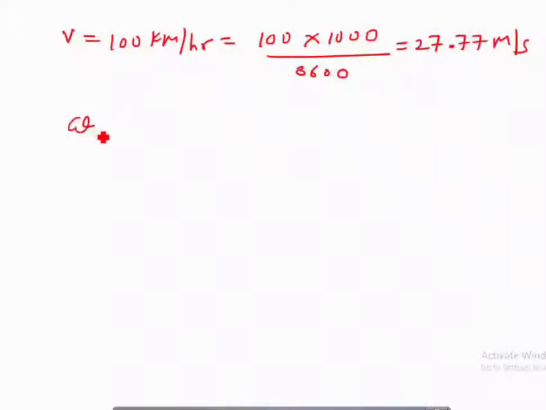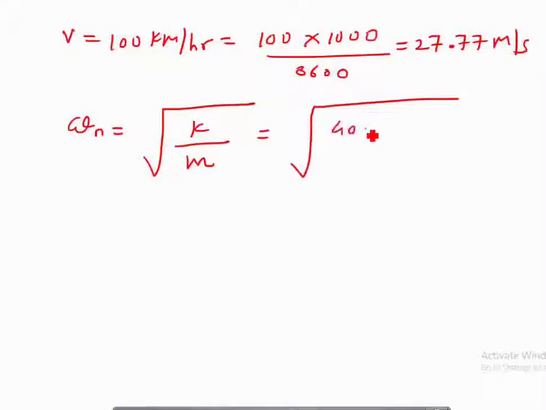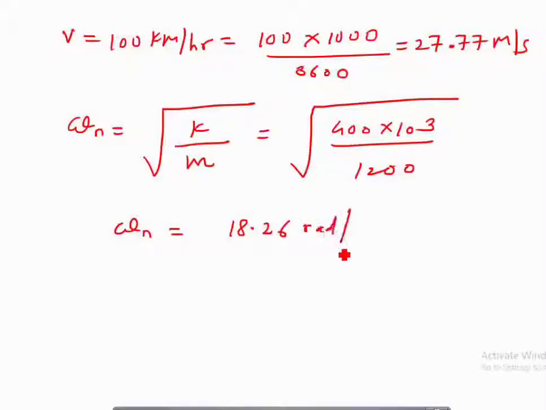Okay, so now once you find out this v, what is the next step? You can easily find out omega n, that is the natural frequency of free vibration. Natural frequency of free vibration. So k is given 400 into 10 raised to 3 and mass is given as 1200 kg. So from this I am getting omega n as, after calculation, 18.26 radian per second. Okay, and also I have v is equal to 27.77 meter per second, right?